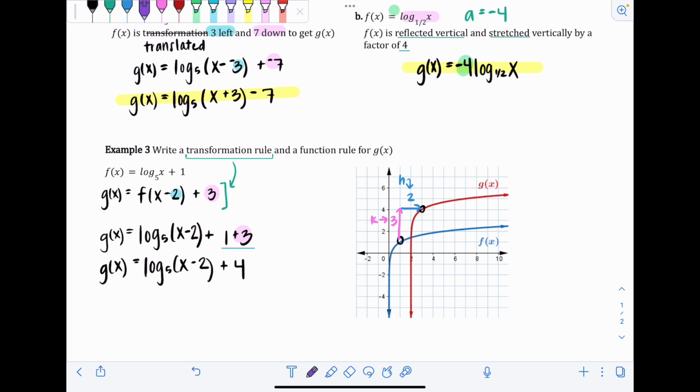So this whole thing, g of x equals log base 5 of x minus 2 plus 4, is the actual function rule for g of x with the transformations put in. On the exam, it'll ask you to write both the transformation rule and the function rule. So knowing how to put it in function notation before you write the new function is important, to know how to do both.